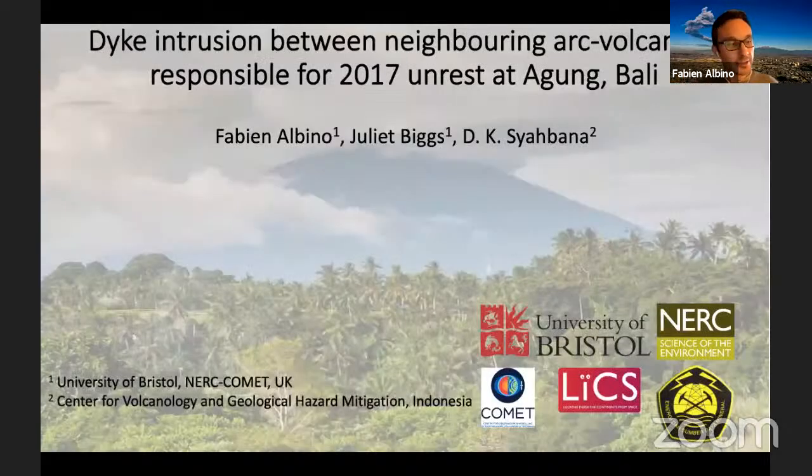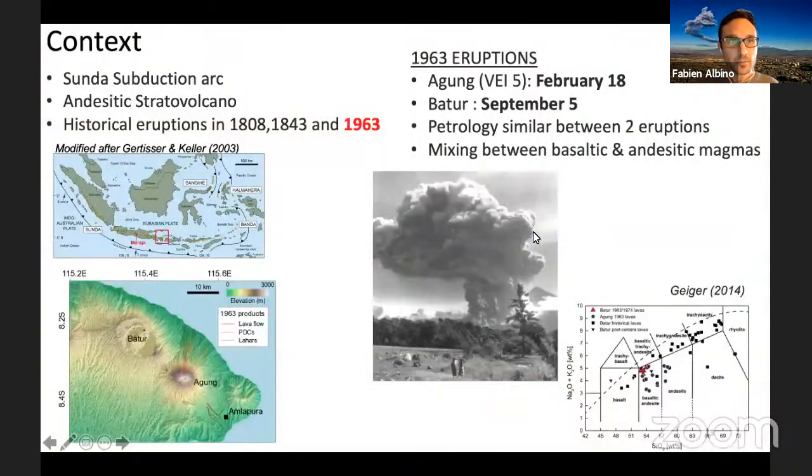Now I'm going to start with the first case study, which is a dike intrusion between neighboring arc volcanoes, responsible for the 2017 unrest at Agung in Bali. First, a little bit of context. Agung volcano is located in Bali, in the Sunda subduction arc. It's an andesitic stratovolcano, and before the eruption in 2017, it had an eruption in 1963. You can see here on the map that it's close to the Batur caldera.